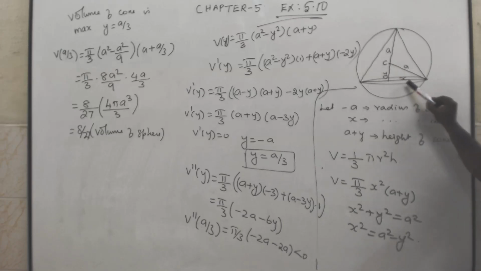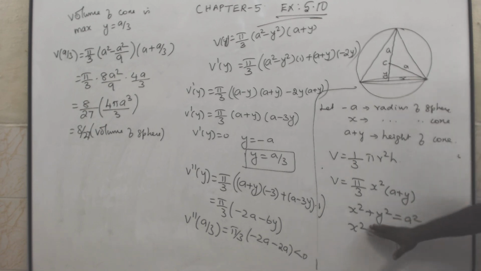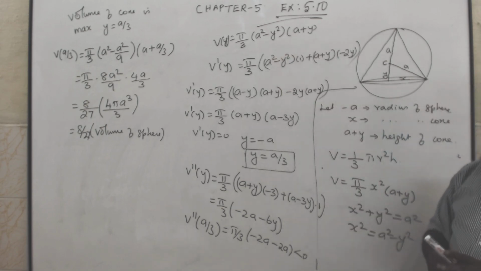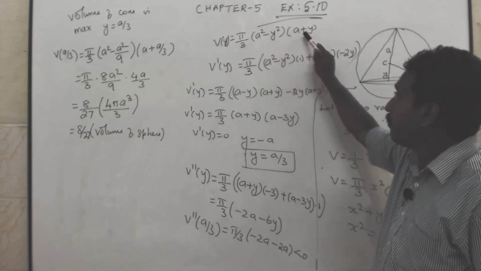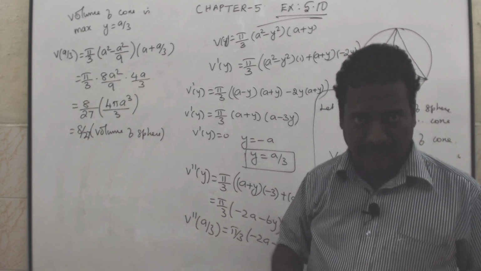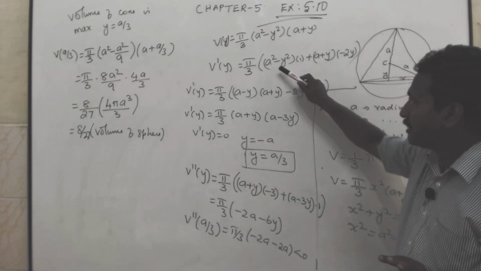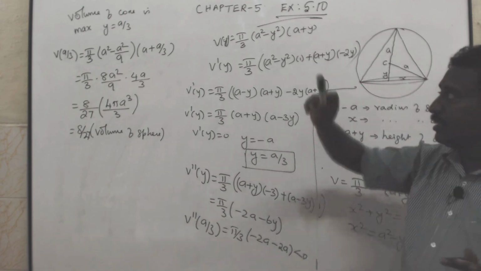Here one right angle triangle is formed. With the help of the right angle triangle, using Pythagoras theorem, x square plus y square equals a square, so x square equals a square minus y square. We substituted a square minus y square in place of x square. Now we have to find the first derivative. So pi by 3, this is in the form of uv. If it is in the form of uv, you can't differentiate directly.